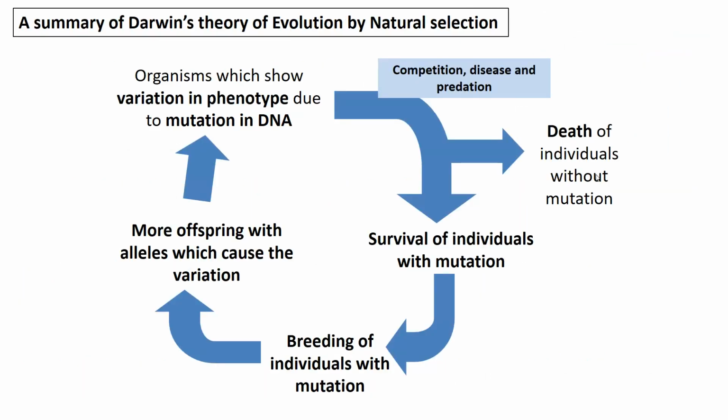This is a really nice, neat summary if you're ever asked to describe evolution by natural selection. So you always start with the variation in the phenotype shown by the organism and say it's due to mutation, how that variation in the phenotype allows individuals to survive. So there's more survival of individuals with that particular mutation, and they breed, and then have more offspring with those alleles which cause the variation. Okay, so if you remember that cycle and just sketch it out, if you're asked a question about natural selection, that's a really good exam technique.